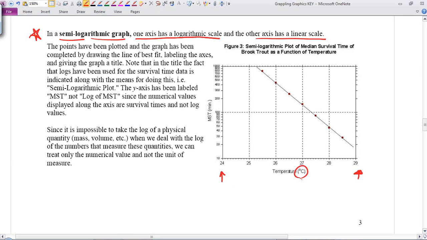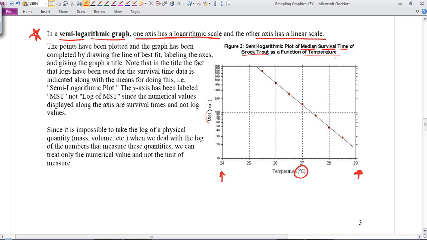You have to have an inkling, even though you live in the US perhaps, of what Celsius temperatures range. So room temperature in Celsius, where humans are happy, is about 25. And on the Fahrenheit scale, that's about 72, 74, 76, somewhere in there. So you have to have some kind of inkling about what's hot and cold in Celsius. And then what's taking place over here is that the median survival time, the MST, as it says right there, is given to us in minutes. So what is it the median survival time of? Brook trout as a function of temperature.